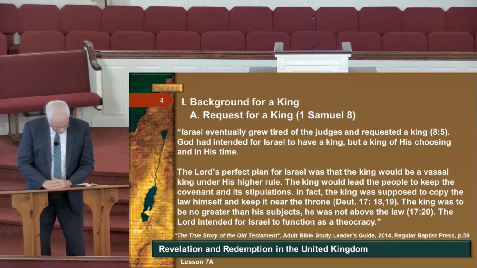And then all the elders of Israel gathered themselves together and came to Samuel unto Ramah, and said unto him, "Behold, thou art old, and thy sons walk not in thy ways. Now make us a king to judge us like all the nations."